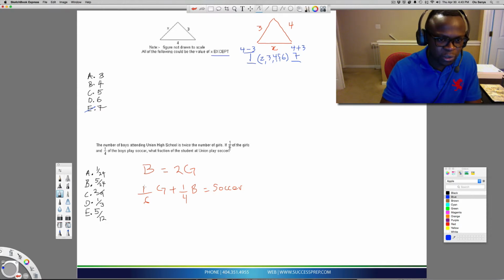So I'm going to look at this 1/6 of the girls. If I put 1/6 here, I probably want a number for G, the girls, that 6 goes into. So a really good idea would be to pick 30, because I know 1/6 of 30 is 5. Now, because I'm putting 30 here for the number of girls, and I know the boys is twice that, this has to be 2 times 30, which is 60 for the boys.